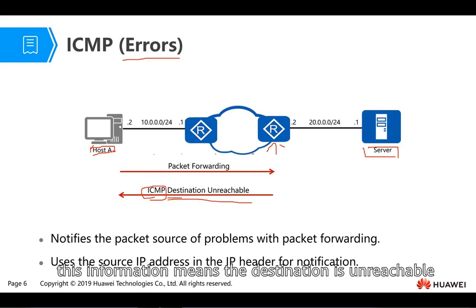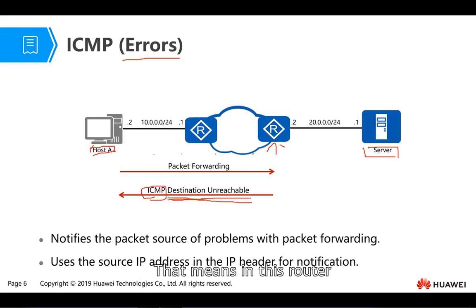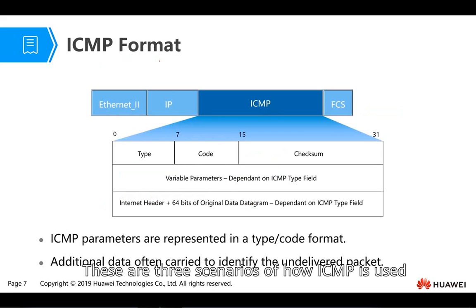This error report will tell the source what happened. This information is destination unreachable. That means in this router, for example router 2, there's no route entry in the routing table for the destination, so this packet is dropped. This is the scenario used by ICMP to report errors. These are the three scenarios of how ICMP is used.